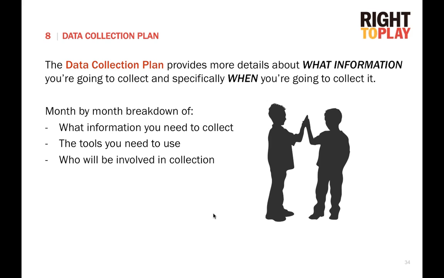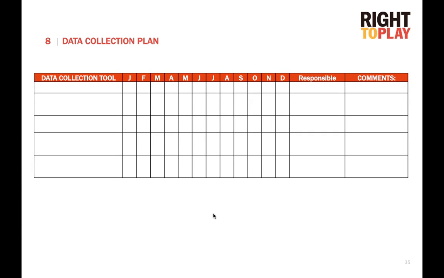Your data collection plan provides more details about what information you're going to collect and specifically when you're going to collect it. It's basically a month-by-month breakdown of what information is needed, the tools that you need to use, and who will be involved in collection. Most of the information required for the data collection plan can be copied directly from the PMF. The key difference is that the data collection plan has a column for each month where you simply place an X or a check mark if you're going to carry out that activity during that particular month.